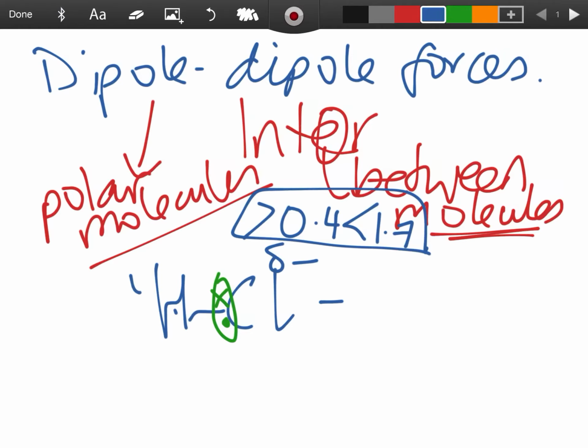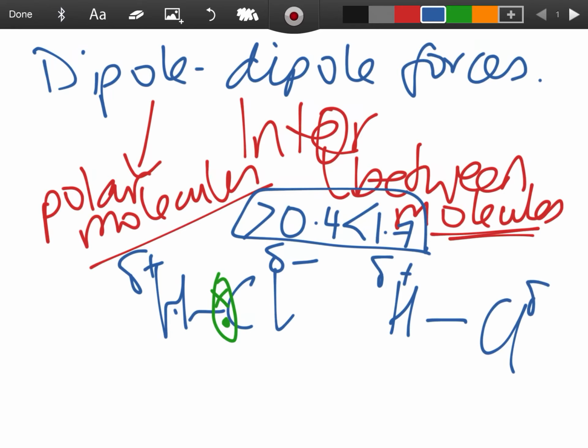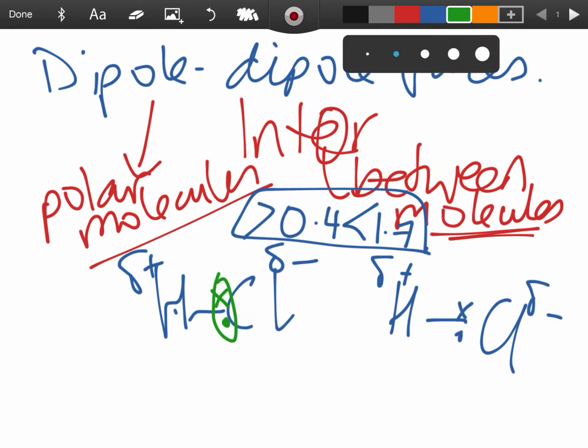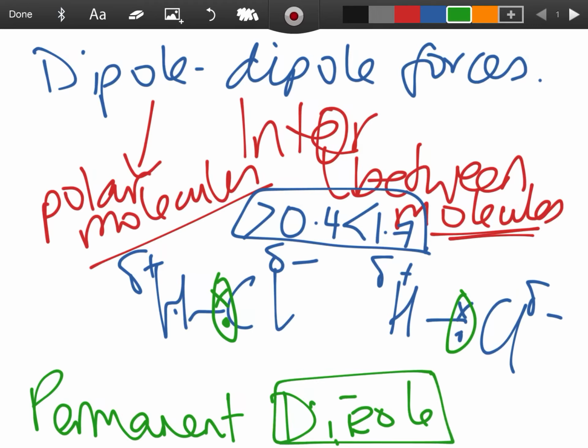And the chlorine is slightly negative because the chlorine is more electronegative and will pull the electrons closer to it, making the hydrogen then slightly positive. So in a neighbouring HCl molecule then, you're going to have the same thing. You're going to have the hydrogen slightly positive, the chlorine slightly negative. These are permanent dipoles now.